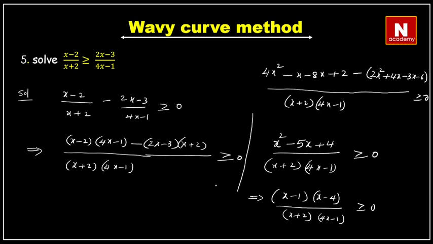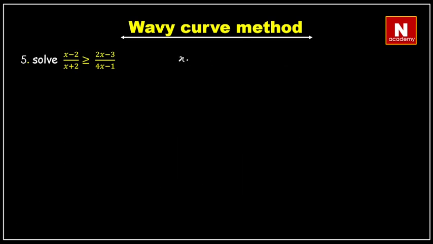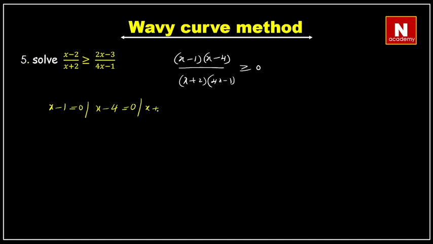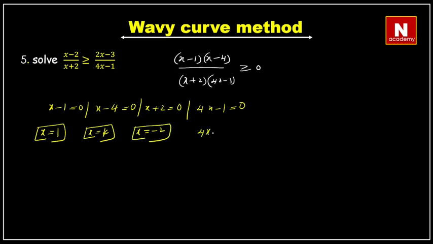Now find out the critical points. This is the question here, (x minus 1) into (x minus 4) by (x plus 2) into (4x minus 1) greater than or equal to 0. Now find critical points, means equate each bracket to 0. So x minus 1 equal to 0, x minus 4 equal to 0, x plus 2 equal to 0, 4x minus 1 equal to 0. That implies x equals 1, x equals 4, here x equals minus 2, and 4x equals 1, x equals 1 by 4.